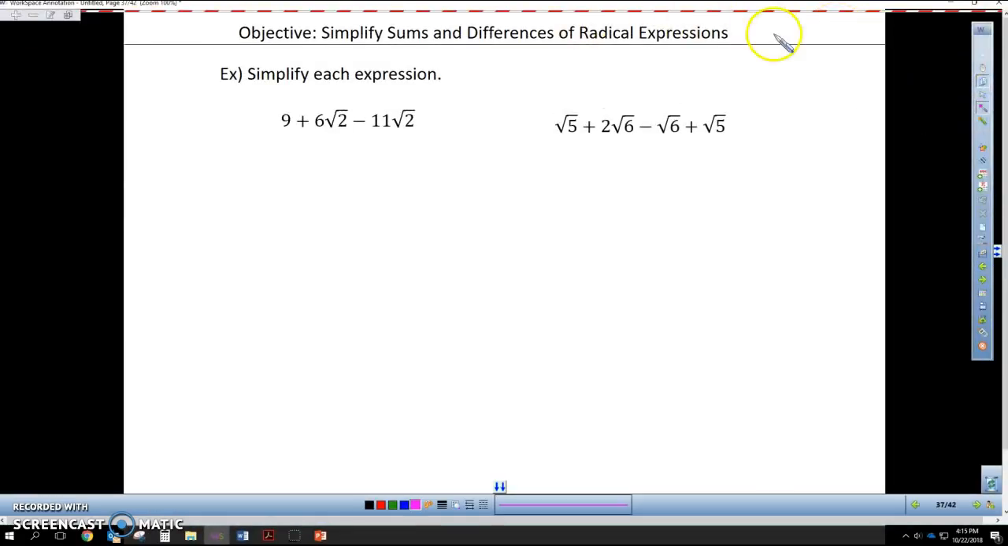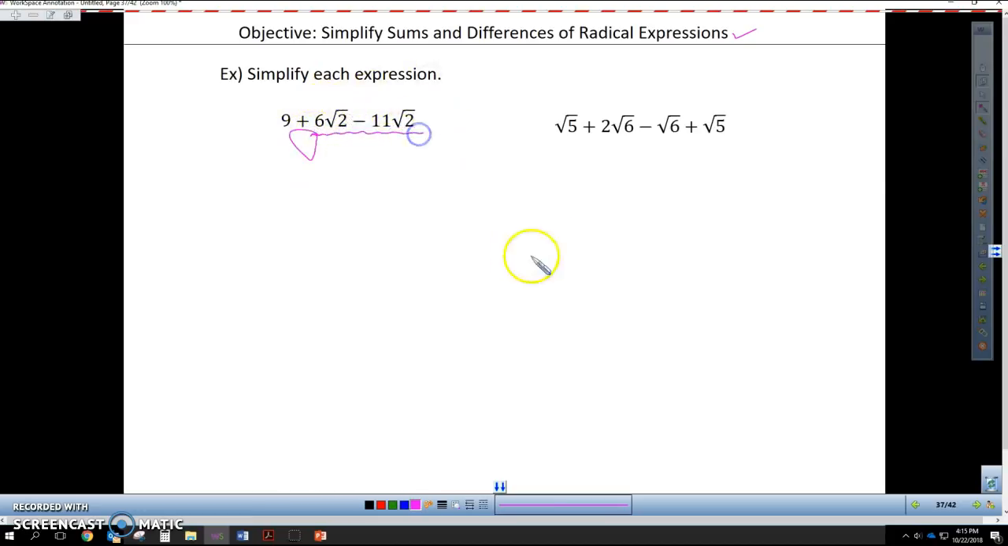All right, now we're going to talk about our objective here. It says simplify sums and differences of radical expressions. I'm going to add like terms, subtract like terms. Okay, now here I have 9 plus 6 root 2, take away 11 root 2.